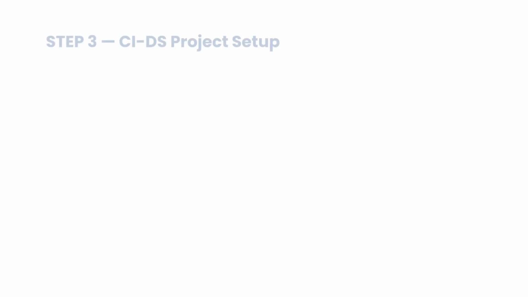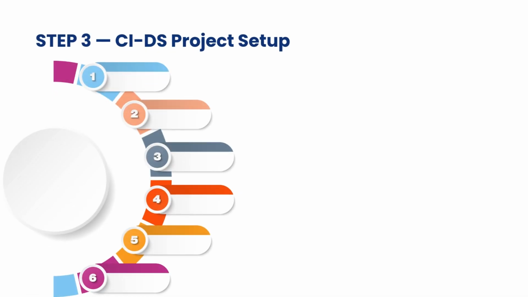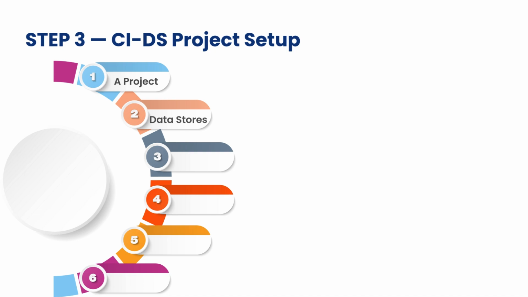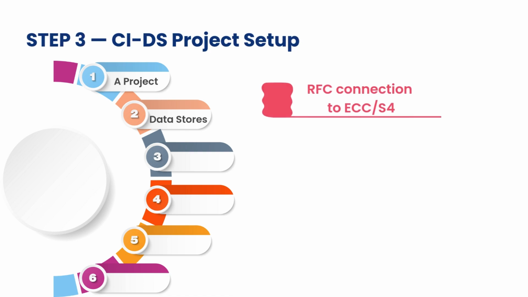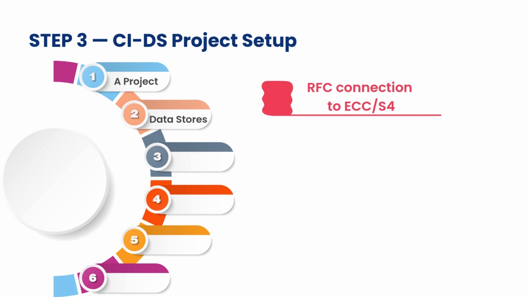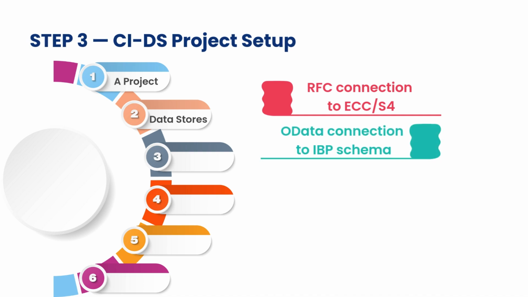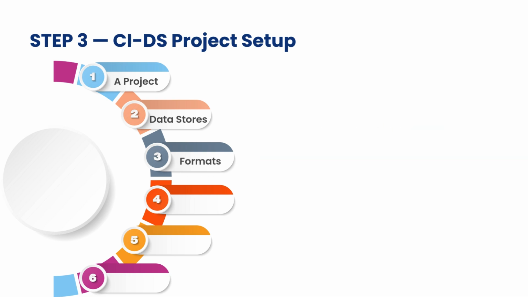It's a collaboration. Business team defines what is needed. CIDS team defines how to map it technically. Inside CIDS tenant, we create a project, data stores, connections. 1. RFC connection to ECC or S4. 2. OData connection to IBP schema. Formats for CSV or XLS files. Data flows, workflows, execution jobs.